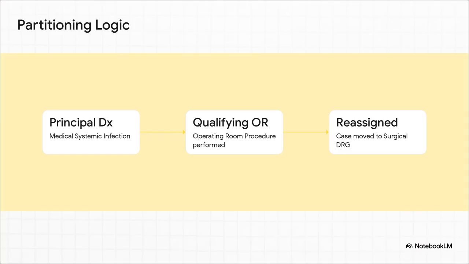So how does this actually work? Well, the MSDRG system first looks at your principal diagnosis, say a medical systemic infection. But if a qualifying operating room procedure is performed, that procedure will fundamentally override the medical diagnosis. This override is literally the difference between a standard medical stay and a highly resourced complex surgical case.